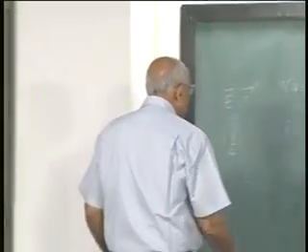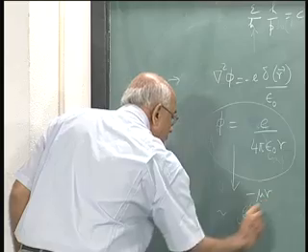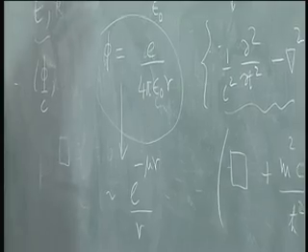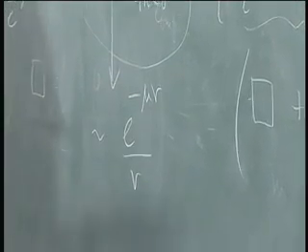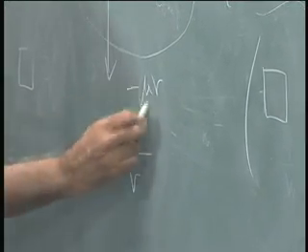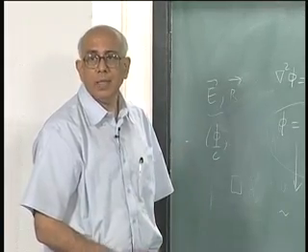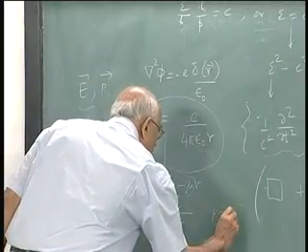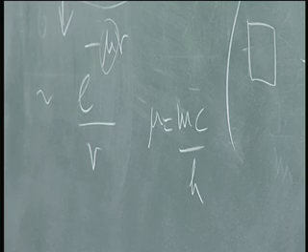This potential gets modified and instead goes like e to the power minus mu r over r. It is not a 1 over r potential, it dies down at far long distances. This mu must have the inverse dimensions of a length, it is the inverse of the Compton wavelength. So mu is equal to mc over h, precisely equal to that.